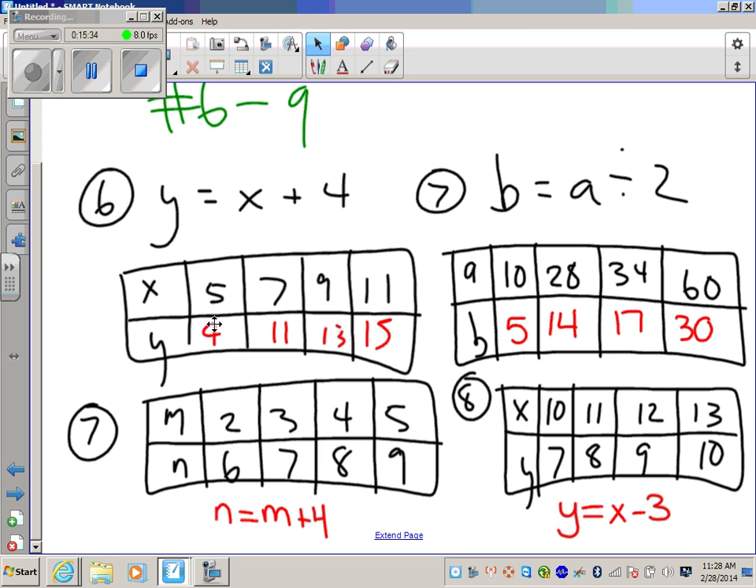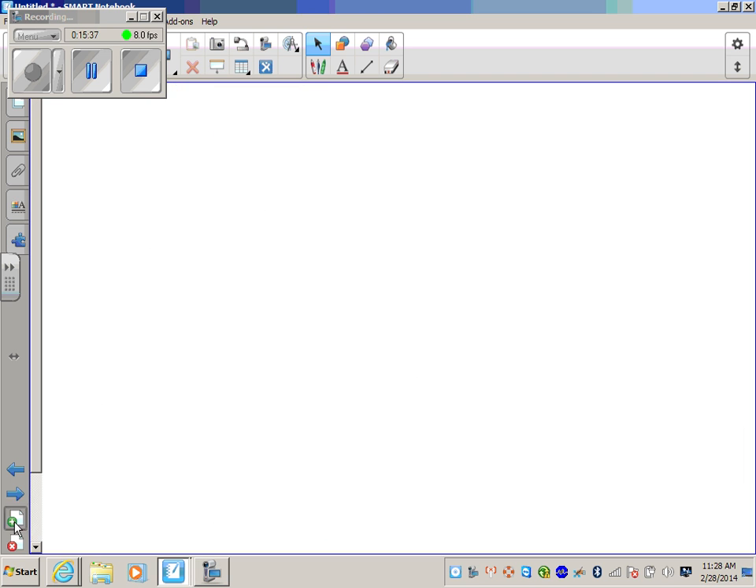Numbers 1, 2, 3, and 4. They give you the input, and they want the output. So for number 1, you're multiplying your input times what? 7. So if you plugged in 6 for n, 7 times 6 is 42. Good. And then 2, and then 3.